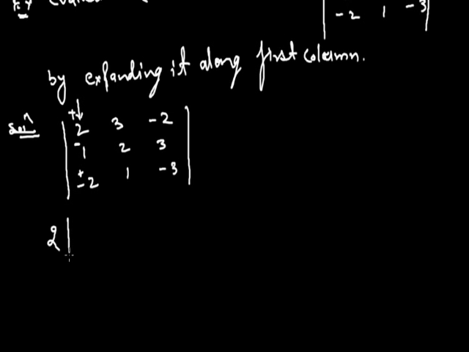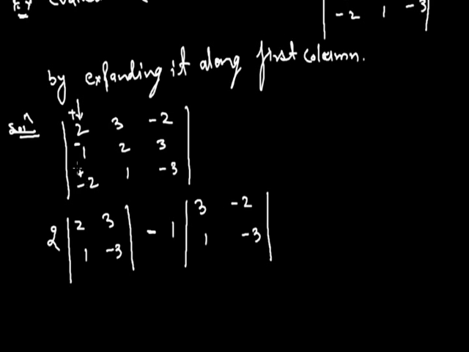So for 2, we have to expand along the first row and first column, so when we take the first element of the column, we leave this whole row and this column, and the remaining portion is 2 3, 1 and -3. Then the minus sign, and the second element of the column is 1. If we take this element, leave this row and this column, the remaining elements are 3 -2, 1 and -3. Then the plus sign, and the element is -2.